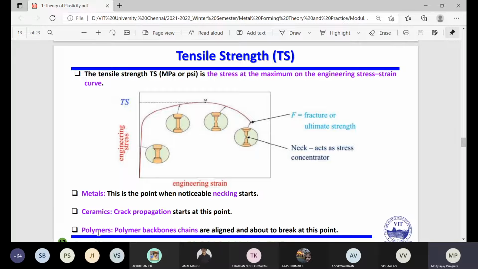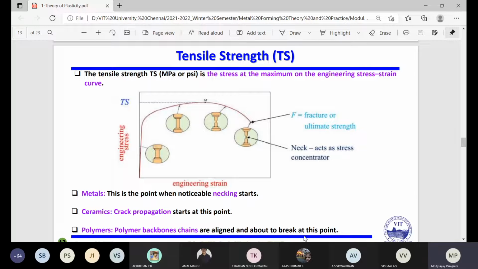So we are talking about metals every time. For example, in metals, this is the point when noticeable necking starts. Okay, we are considering metal, but in other materials we will not call it necking. For example, in case of ceramic, we call it crack propagation. That means your crack will increase, or it will propagate. In case of polymer, the polymer backbone ends are aligned and about to break at this point.